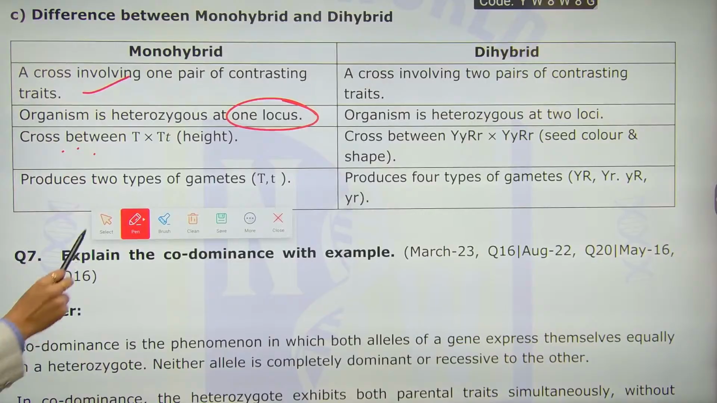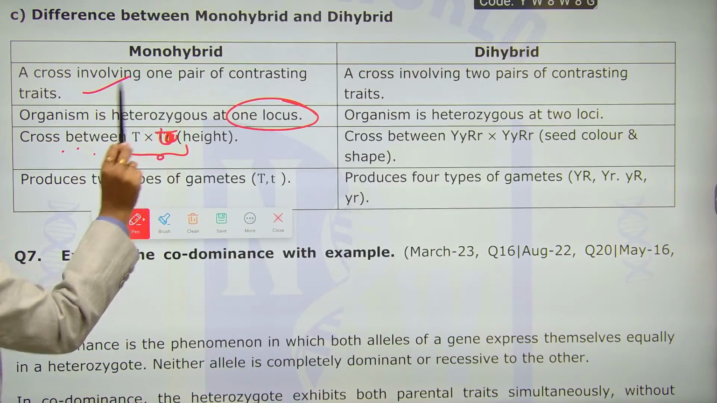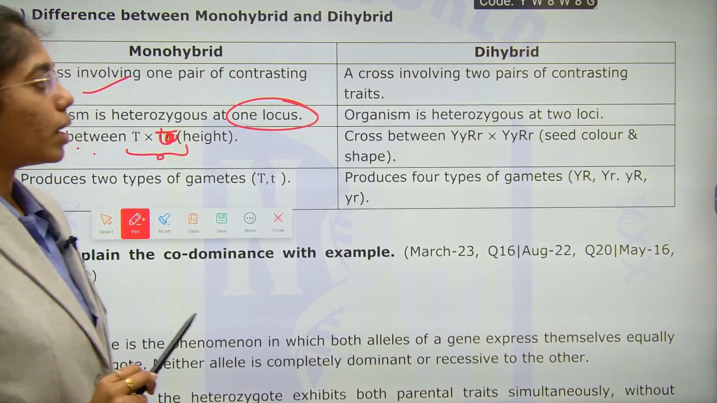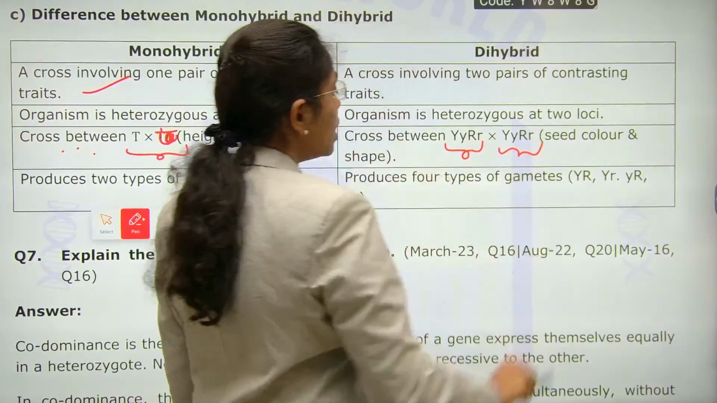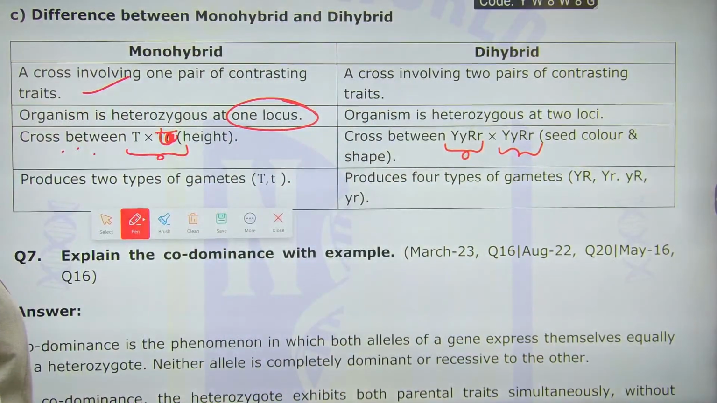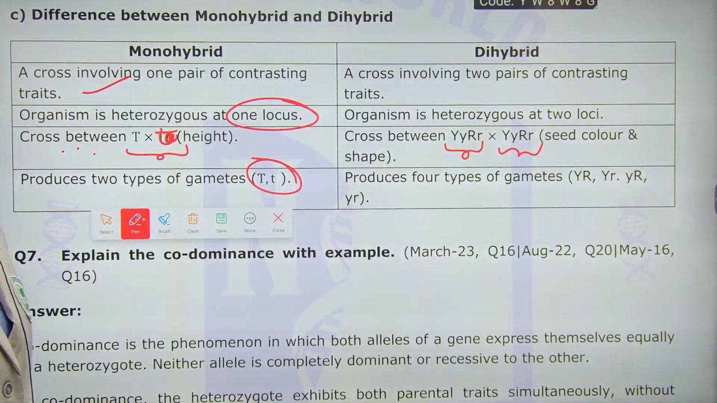This cross is in between dominant and recessive alleles, just in between two alleles. But the dihybrid is the cross in between both the traits, that is seed color and seed shape. And then you see this produces two types of gametes. Here it produces four types of gametes.